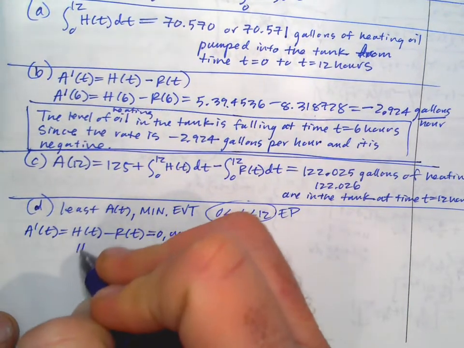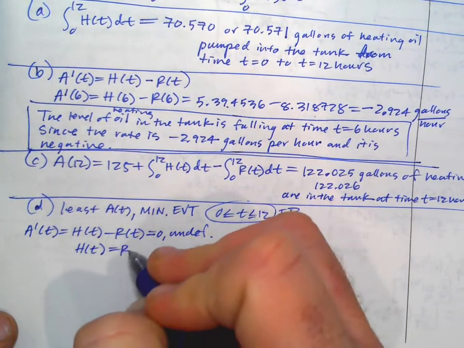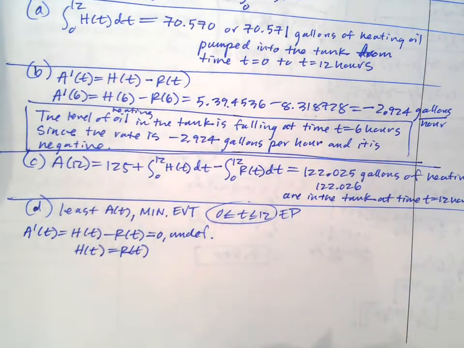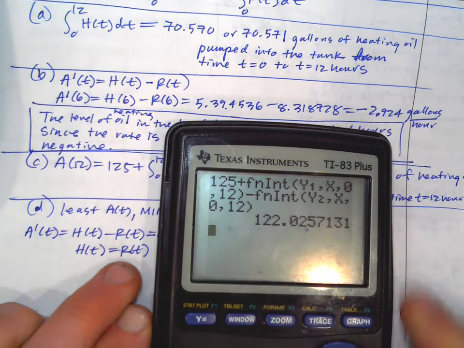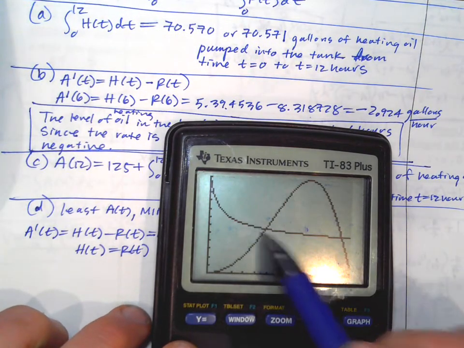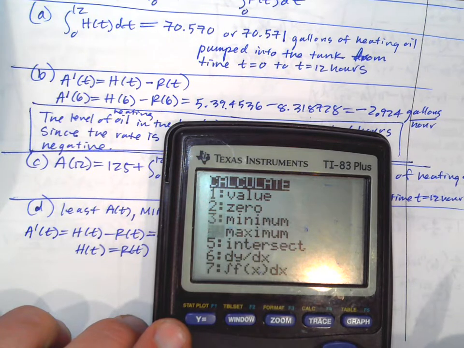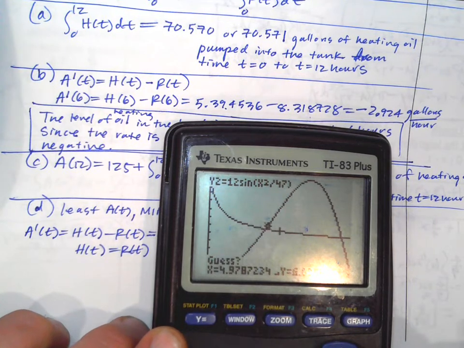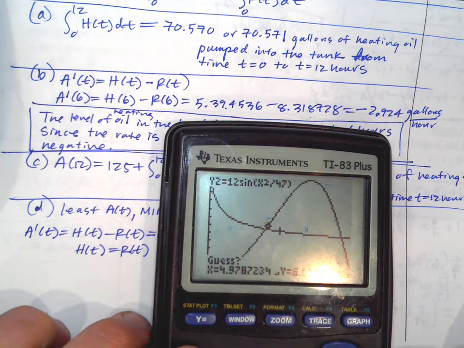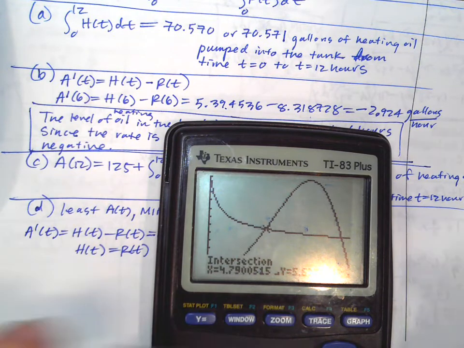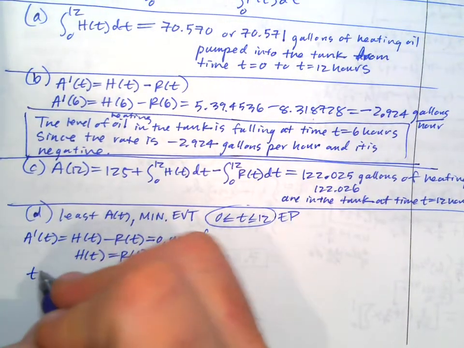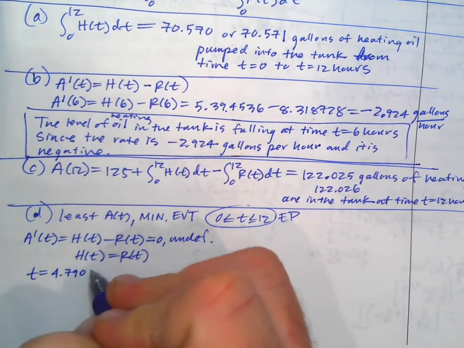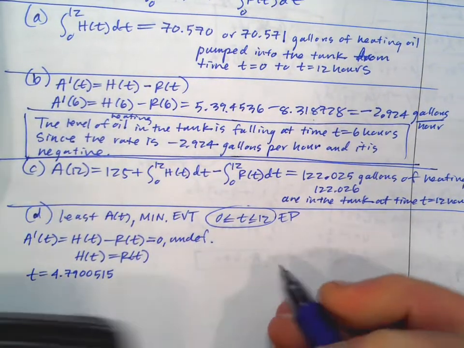Now to solve this, we could say h equals r, and then I already have a graph of this, and it's going to be the intersection on that graph. So if I go to my graph, there's the two critical points. Second calc, intersect, first curve, second curve, guess. Oh, I didn't do it. I think I messed up. Okay, maybe we got it right. Let's see. There it is. So one of them is 4.7900515. That's the time. That's what we want.